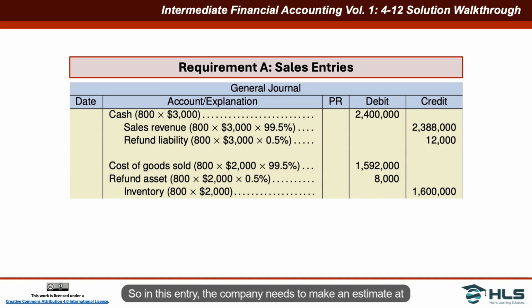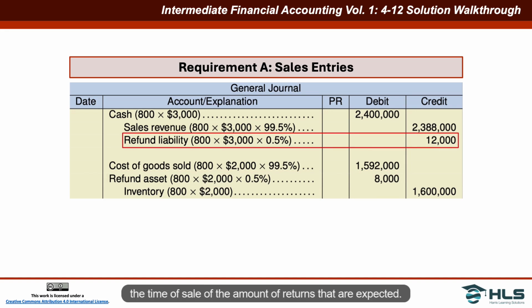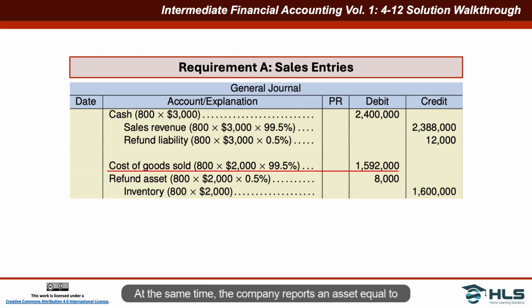So in this entry, the company needs to make an estimate at the time of sale of the amount of returns that are expected, and then exclude that amount from the reported revenue, and instead report it as a refund liability to reflect the fact that if the product is returned, the company must return funds to the customer. At the same time, the company reports an asset equal to the expected amount of the product to be returned based on its cost.